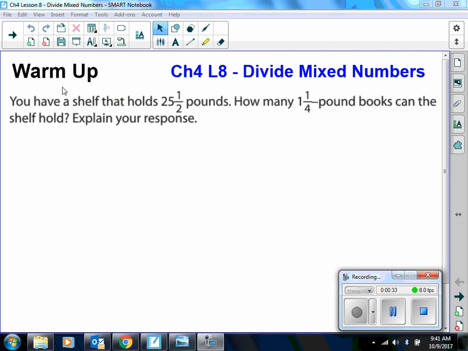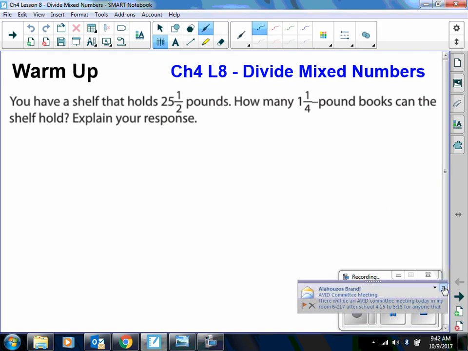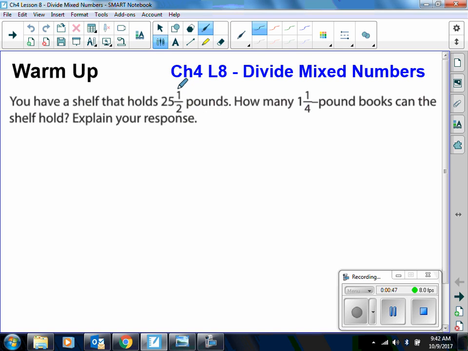Very good. So here on the warm-up, it says, you have a shelf that holds 25.5 pounds. How many 1 1/4 pound books can the shelf hold? So here, what we're going to do is we are going to take that 25.5 and see how many 1 1/4 chunks we can take out of that. So we are dividing 25.5 divided by 1 1/4. So the first thing we're going to do before we keep, change, flip is we're going to change both of those mixed numbers to improper fractions.